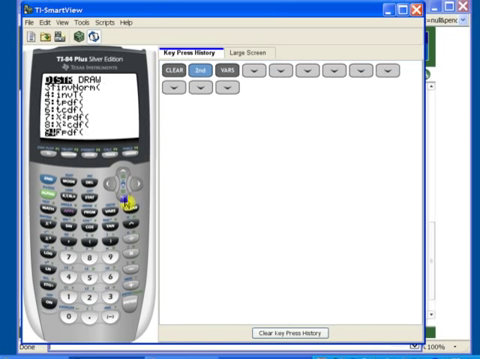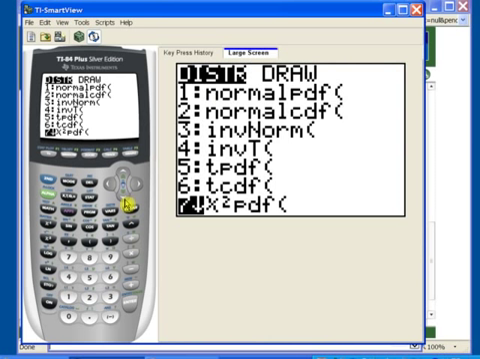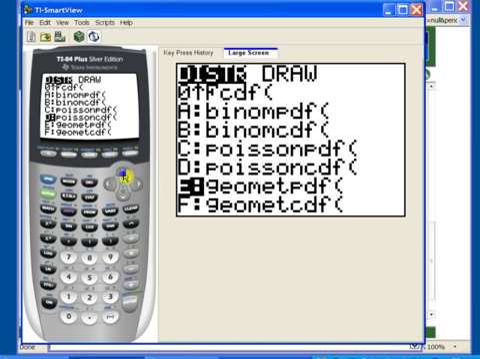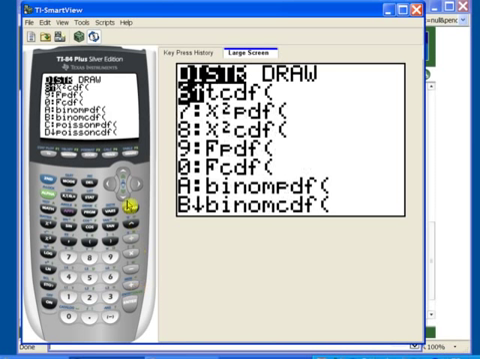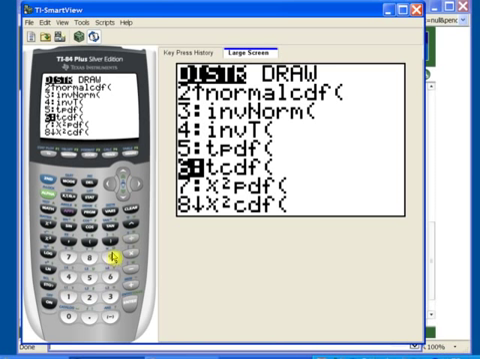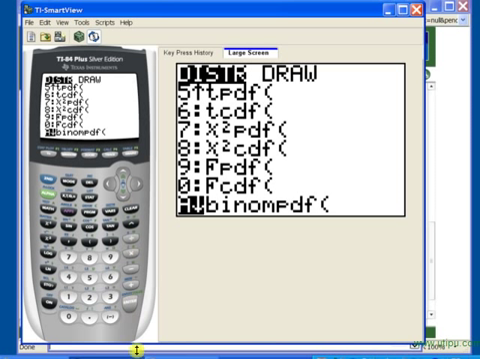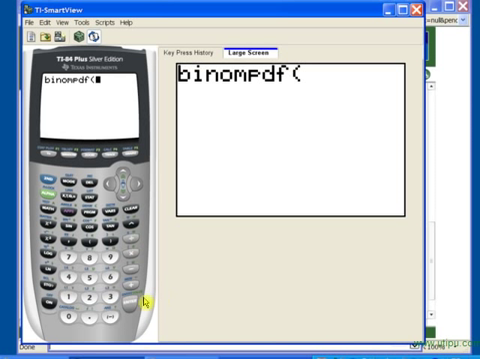Now, my TI-84, I can just scroll down until I get to binomial PDF. That stands for binomial probability distribution function. And that's A on my calculator. If you have a TI-83, it might be a little bit different. So all we have to do is to highlight that, hit the enter key. Now we have to put in our parameters. First, n is 15, and then a comma, that's right above the 7. And then the probability of success, 0.95, then another comma, and then our x value, which here is 13.